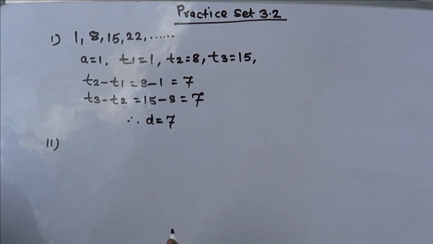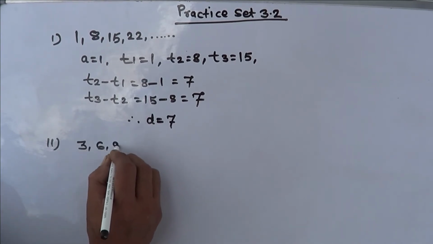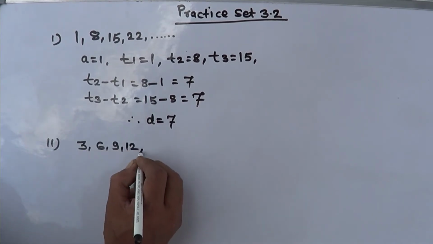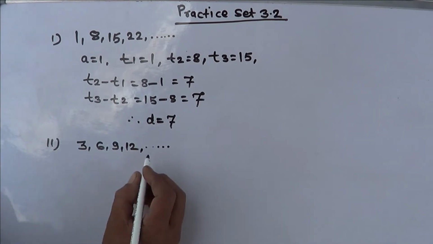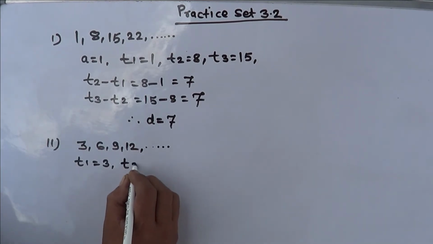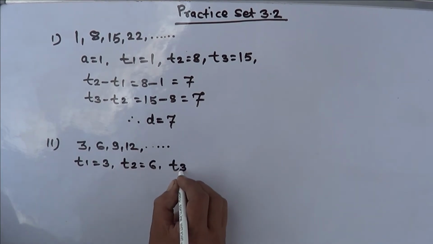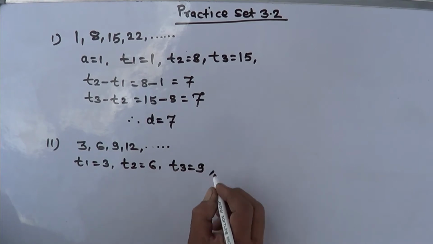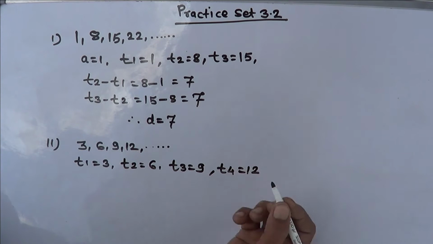आपल्याला नेक्स्ट सिक्वेन्स दिलेला आहे 3, 6, 9, 12. 3, 6, 9, 12 and so on. Here also we have to write the value of T1, T2, T3 and T4. So we will write T1 which is equal to 3, T2 which is equal to 6, T3 which is equal to 9 and fourth term that is T4 which is equal to 12.